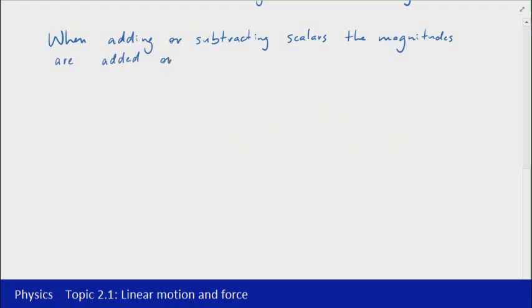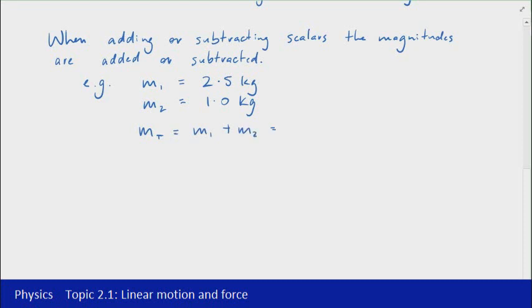So it's a fairly obvious point, but I just wanted to lead in with that first of all. As an example, let's say we have two masses being combined into one object. One mass is 2.5 kilograms, and the second mass is 1.0 kilograms. If we're looking for the total mass, we might represent that with an m with the subscript t for total. So that would be m1 plus m2, which is 2.5 plus 1.0, a fairly straightforward calculation to give us 3.5 kilograms. Nice and easy, nothing difficult.